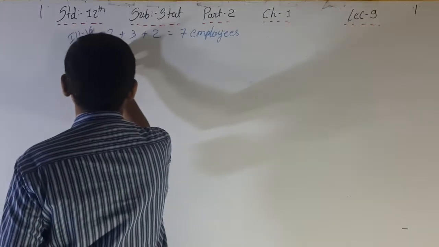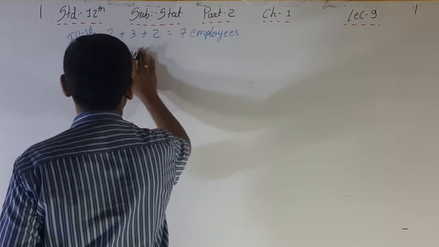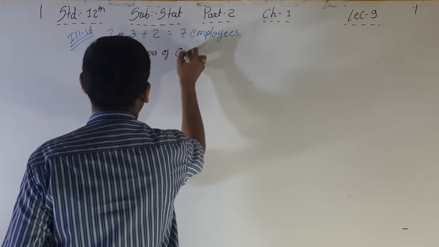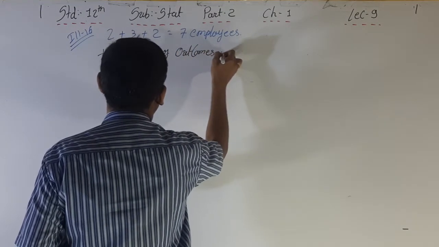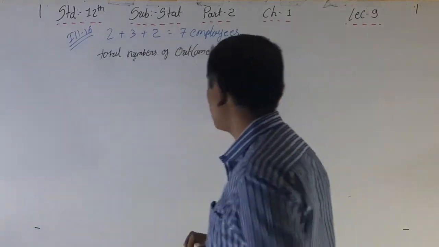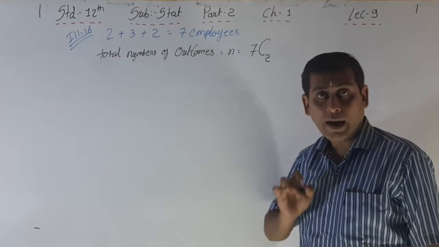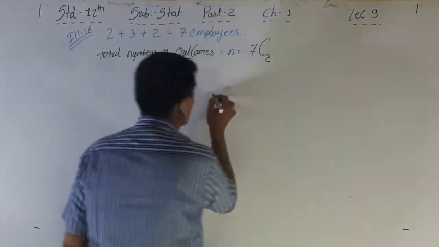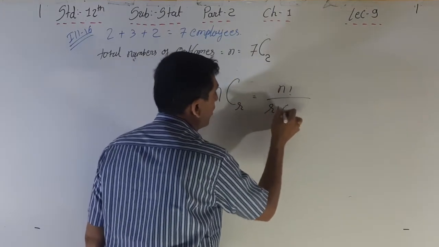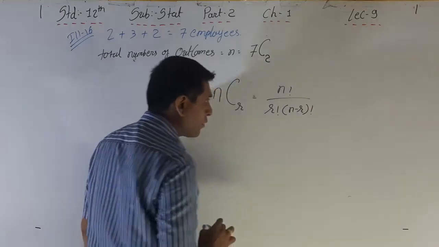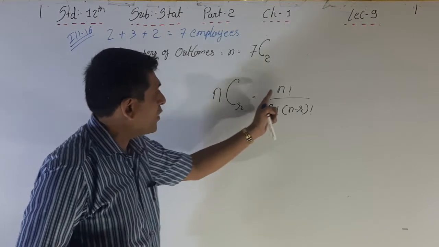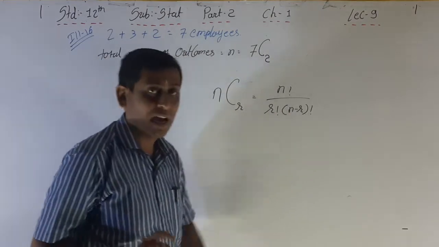So total number of outcomes n is equal to, from 7 we have to select 2, that's why 7C2, right? And what is the formula for nCr? See here, nCr is equal to n factorial upon r factorial into n minus r factorial. See, this is the formula for nCr.